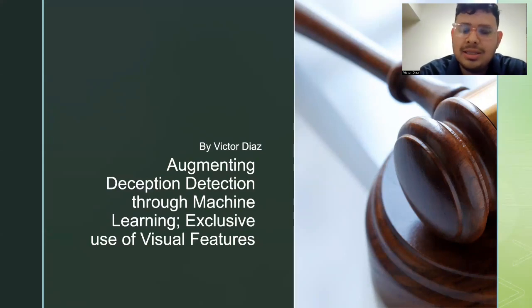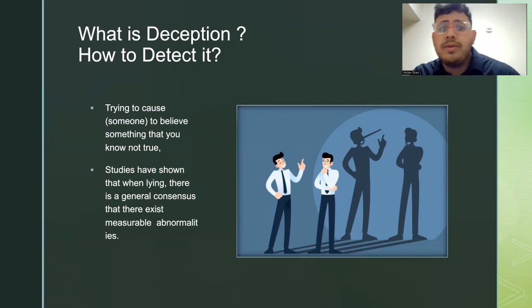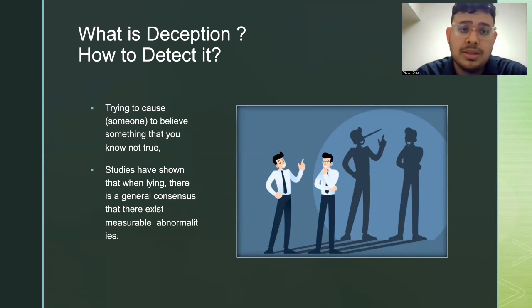And here at UT Dallas, my research focuses on augmenting deception detection through the use of machine learning and the exclusive use of visual features. Before we talk about any machine learning aspect, we need to know what deception is, how we detect it, these key ideas before we even get into any of the machine learning processes.